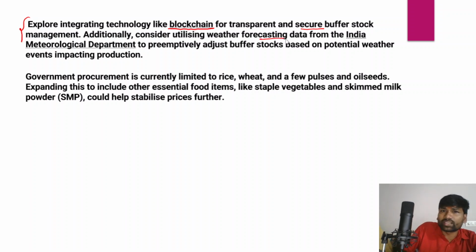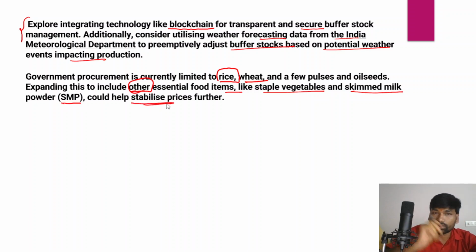Additionally, consider utilizing weather forecasting data from the Indian Meteorological Department to preemptively adjust buffer stocks based on potential weather events impacting the production as well. However, government is currently limited to procurement and storage of these buffer stocks, particularly crops like rice, wheat, and a few other pulses and oil seeds. However, expanding this will include other essential food items like staple vegetables, skimmed milk powder, so that could help stabilize prices further. However, procurement of food grains from the farmers is a very good initiative, right?